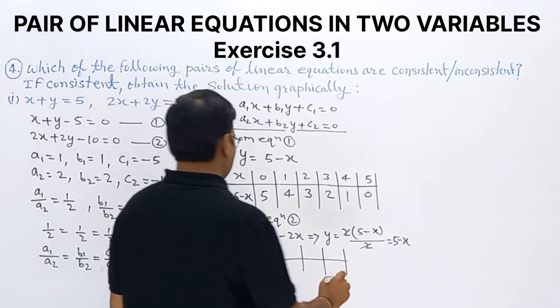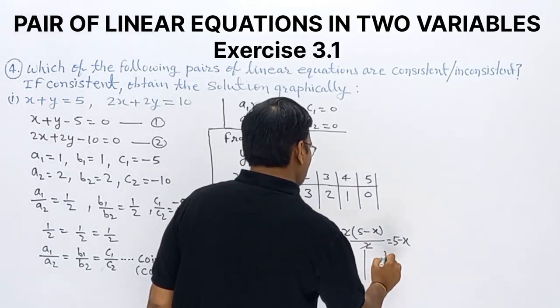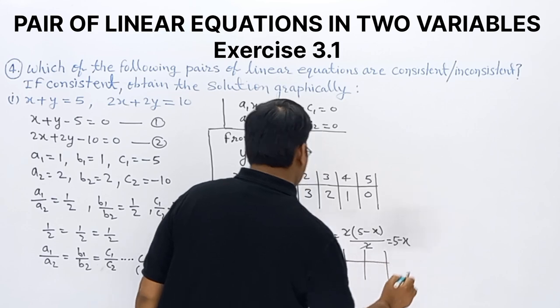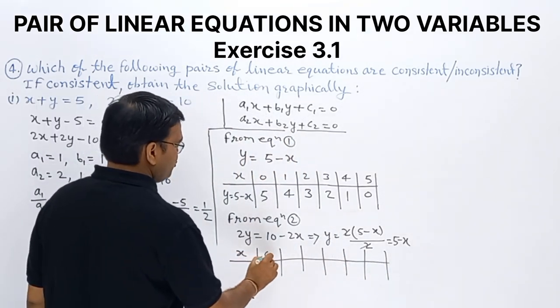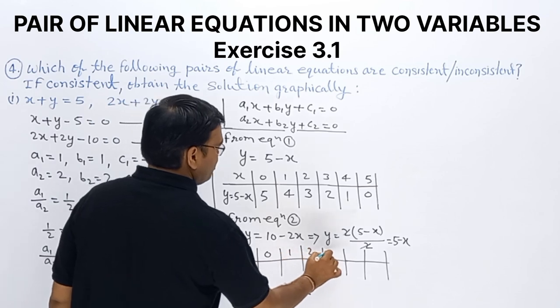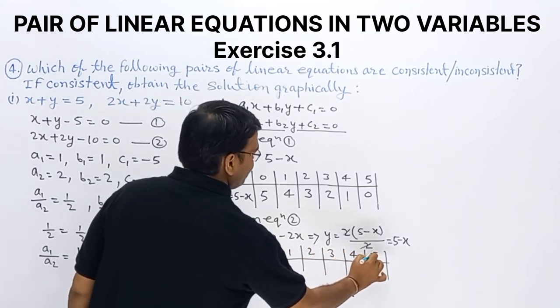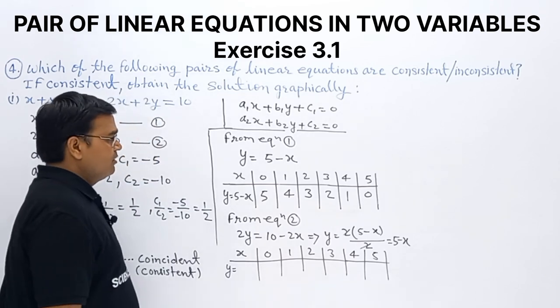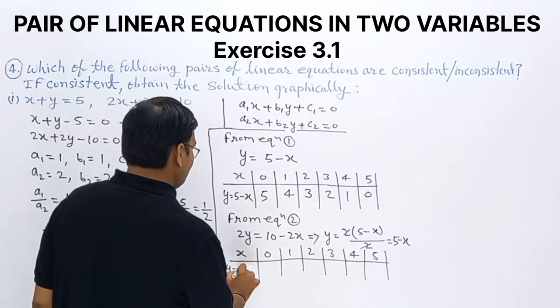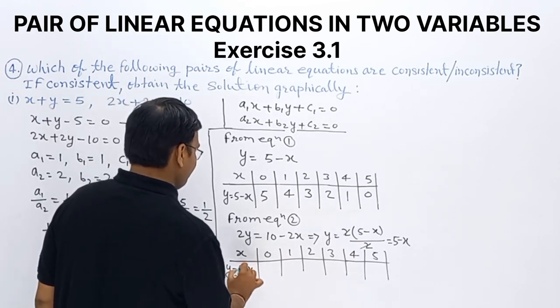Table for the equation second. What will be the table? Observe carefully. Different values of x. Again I am taking the same values 0, 1, 2, 3, 4, 5. Now y equal to what? For equation number 2, y equals 5 minus x. Same values we are getting.